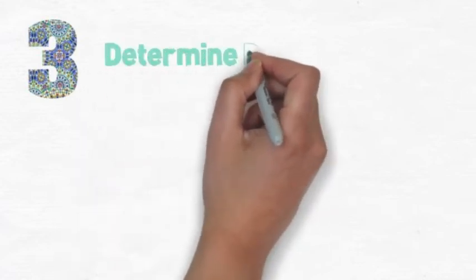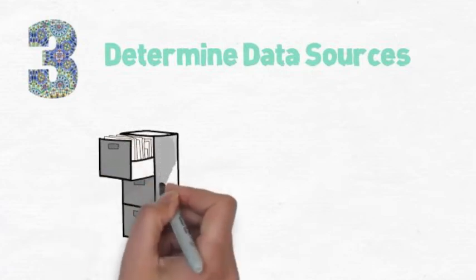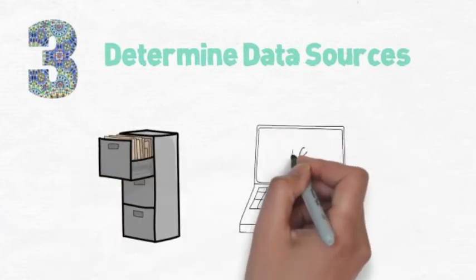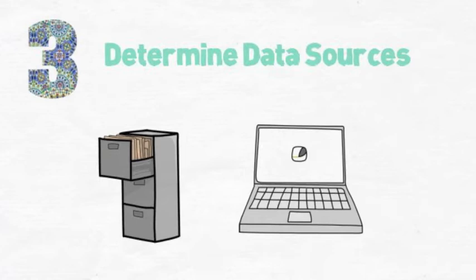Step 3. Determine data sources. Is there existing data to use, or will researchers have to collect new data? They determine what systems they'll use to manage information, or how they'll design an instrument to collect new data.